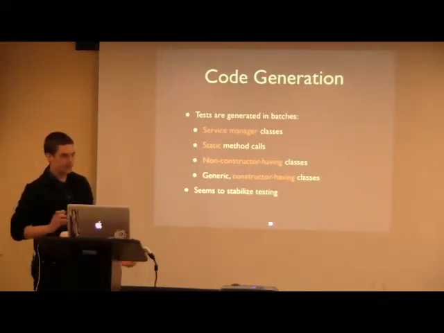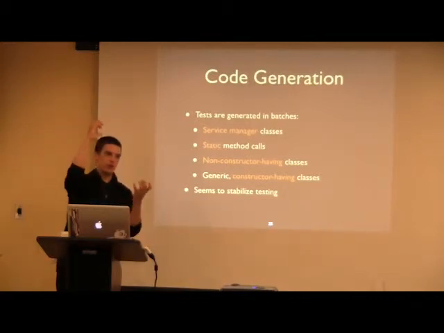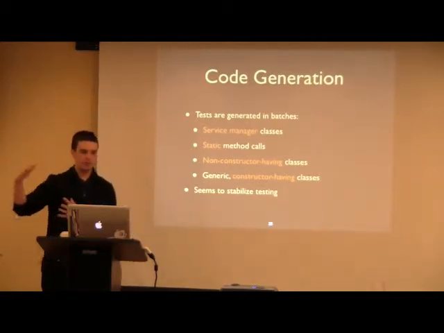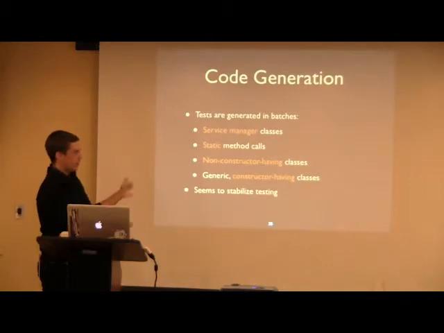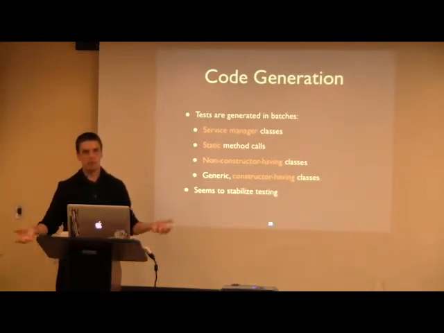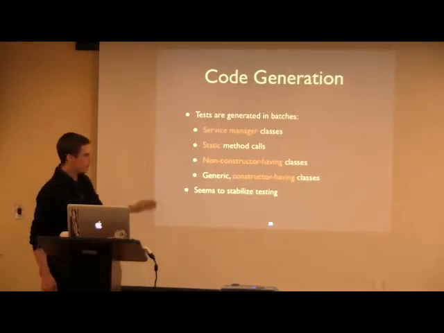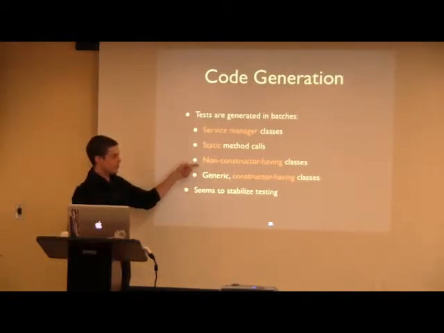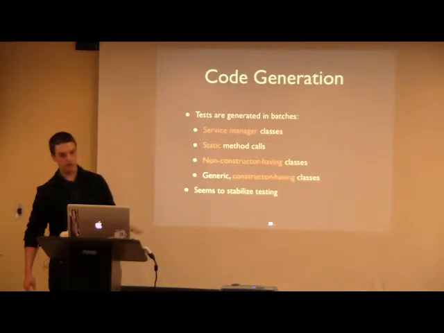So we really did these in batches, so we didn't have one APK that called this portion of the API and this portion of the API and this portion of the API. We said, okay, service managers first. We're going to call all those. So that'll be the service manager APK or set of APKs. Static method calls, just the bulk of the Java API or Android API. Then specifically pulling out classes that aren't constructors, and then ones that are constructor classes or have constructor methods in them.